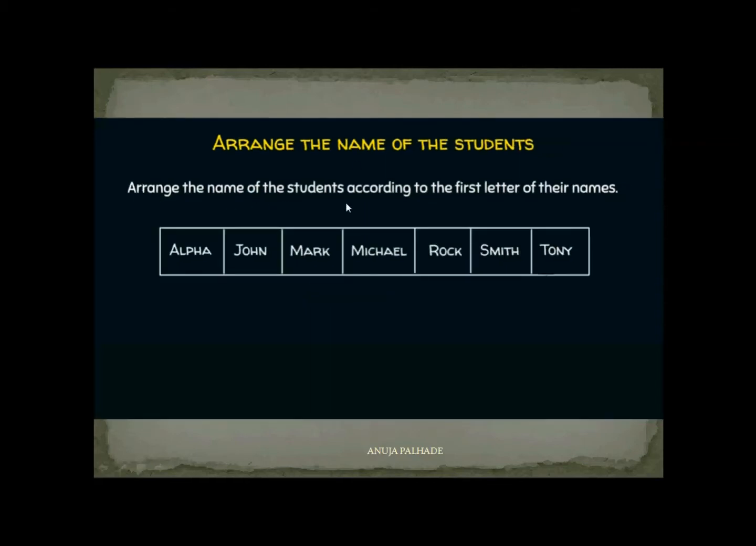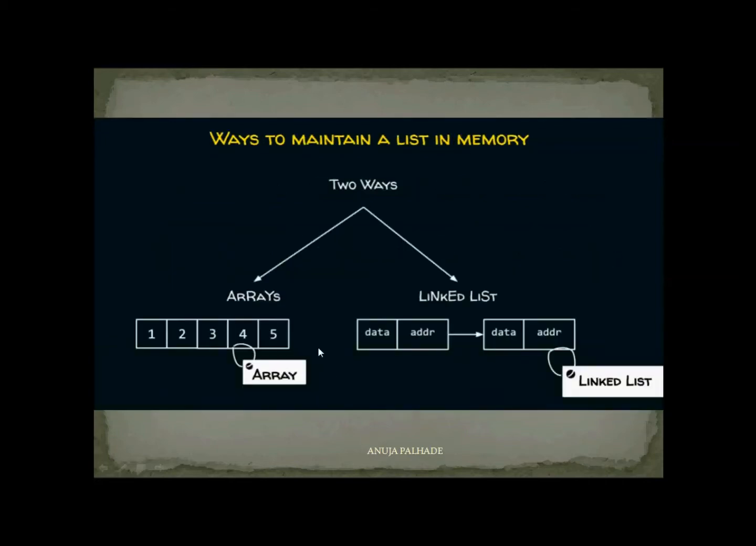Can we arrange the names of the students according to the first letter of the names, or anyhow arrange them in memory? You can do it in two ways. The first way is an array and the second way is a linked list. Already we have dealt with arrays. Now we are going to deal with the linked list.